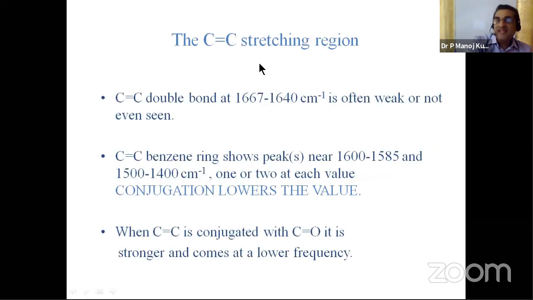So if you have a C double bond C, if it is an alkene, you will get a peak between 1640 to 1667. Whatever I'm putting in the slide, those who are interested can make a note of it because it will help you finally when I give the problems. That's why I'm taking sufficient time when displaying the slides. You can make a note of it.